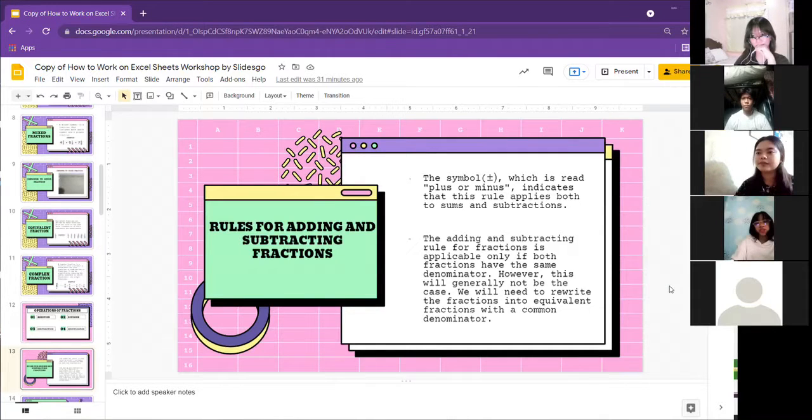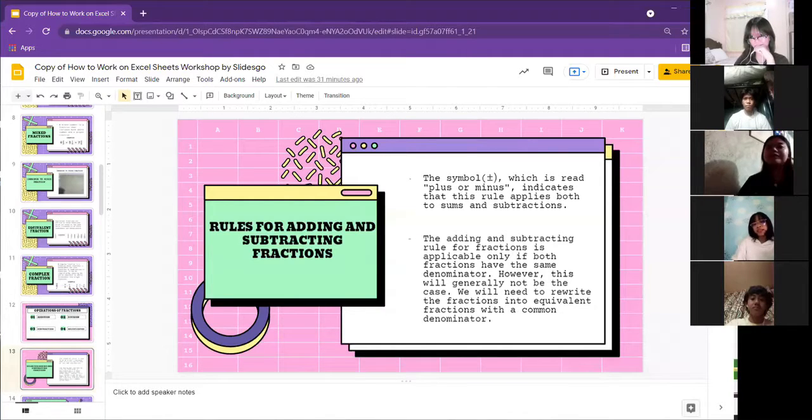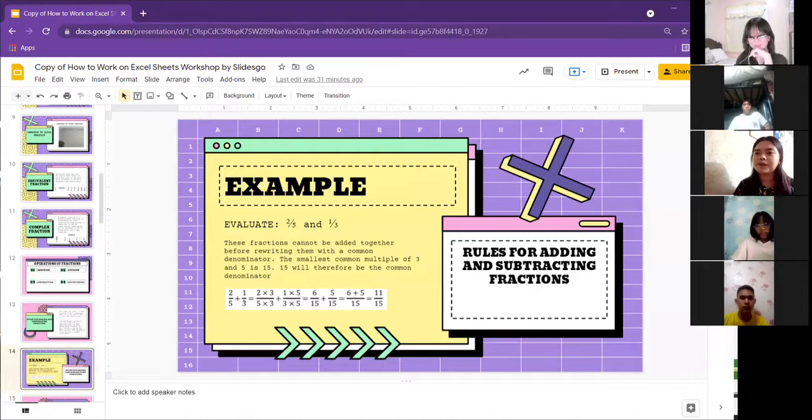Addition and subtraction of two fractions if both have the same denominator. However naman, pag iba ang denominator nila, you need to find the LCD or least common denominator. Example, 2/5 and 1/3. These fractions cannot be added together before rewriting them with a common denominator. The smallest common multiple of 3 and 5 is 15. 15 will therefore be the common denominator.